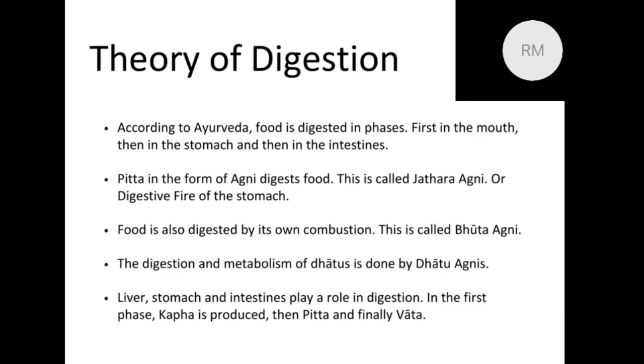So liver, stomach and intestines play a big role in digestion. And the digestion proceeds in 3 phases. In the first phase, a lot of secretions are produced. This is called the Kapha phase of digestion. In this phase, a lot of sweet taste dominates. So in this phase, the food becomes lubricated with a lot of moistening secretions.